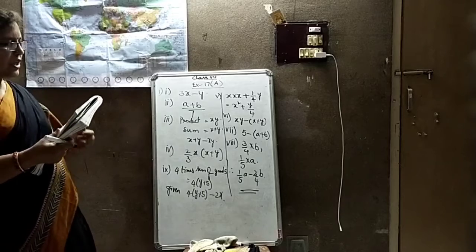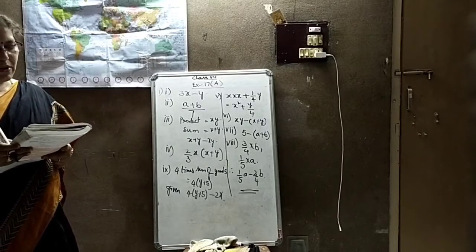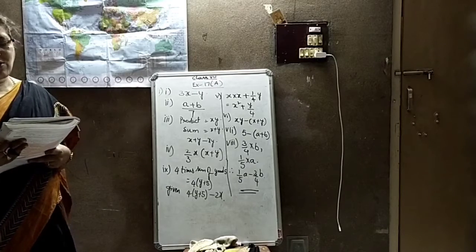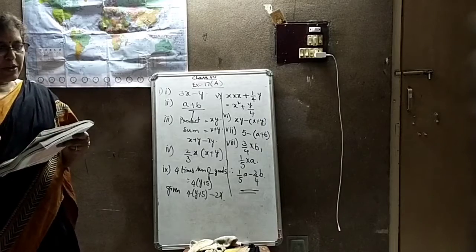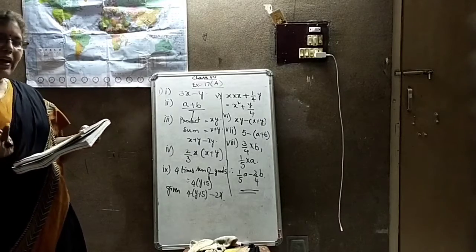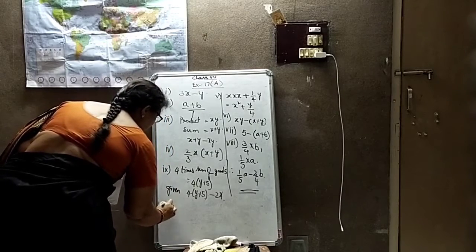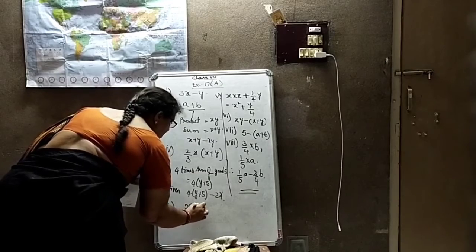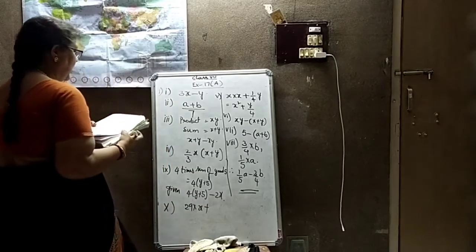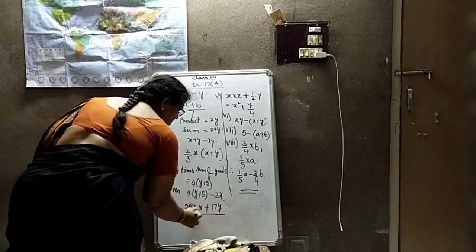10th one. Total cost of X books at rupees 29 per book and Y pens at rupees 17 per pen. Cost of X books at rupees 29 per book. X books means what? 29 into X, that is a term. So 29 rupees into X plus 17 rupees into Y pens. This is the equation.